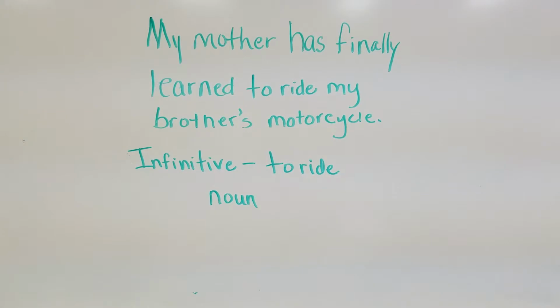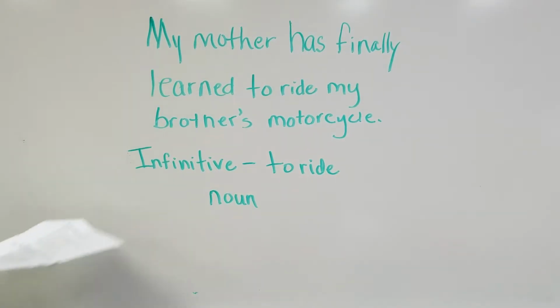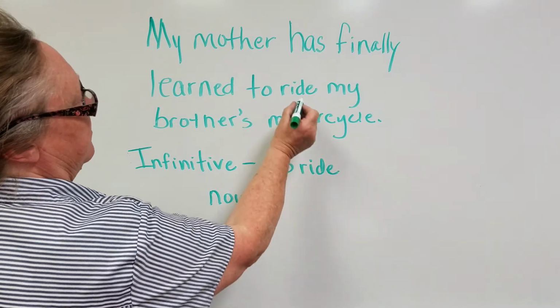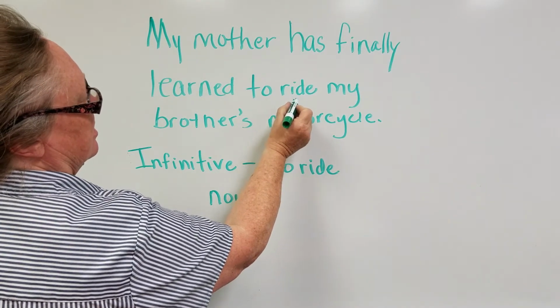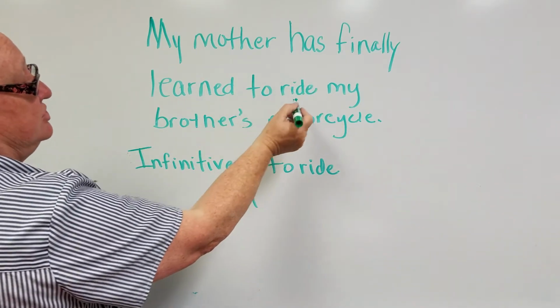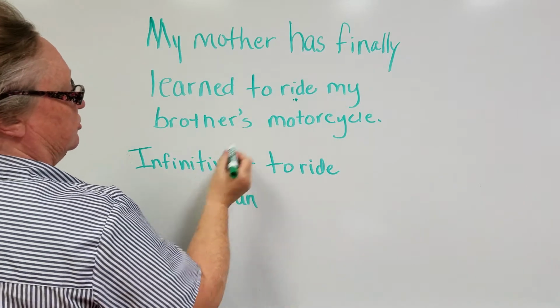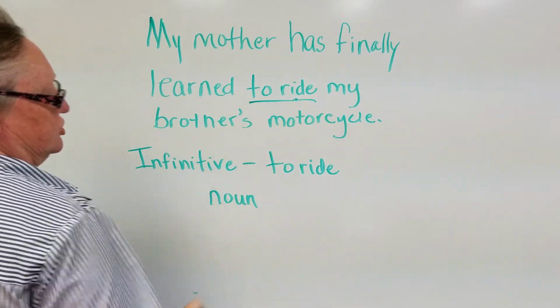All right. Now we need to identify the infinitive in this sentence. My mother has finally learned to ride my brother's motorcycle. Remember from your matching that an infinitive is simply a verb form to plus a verb form. Because this is not a prepositional phrase, it's a verb form. To plus a verb form. So our infinitive here is to ride.